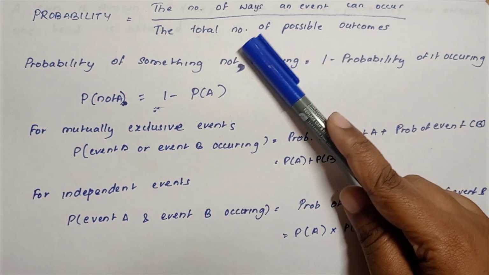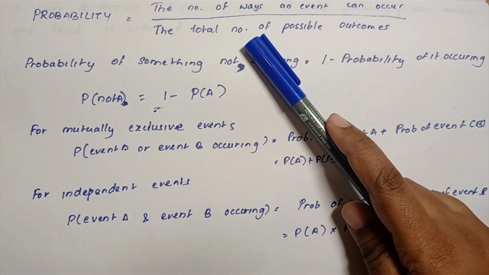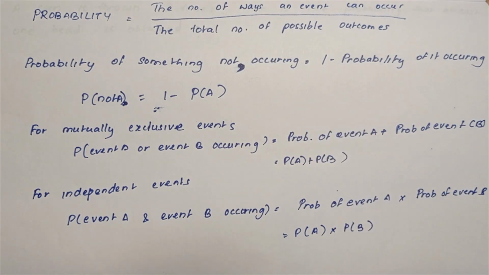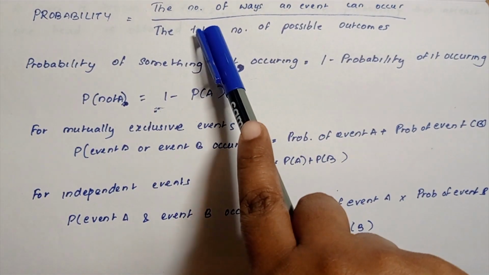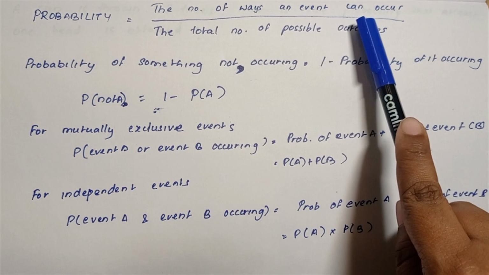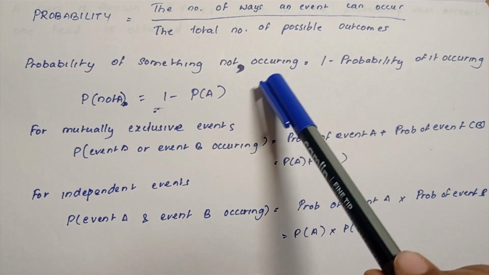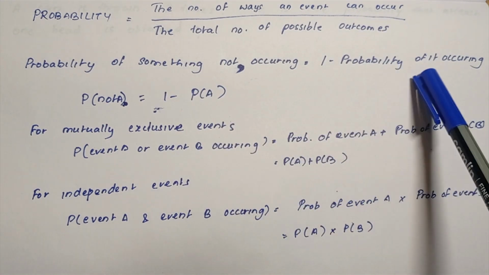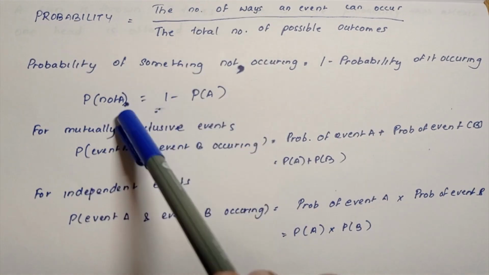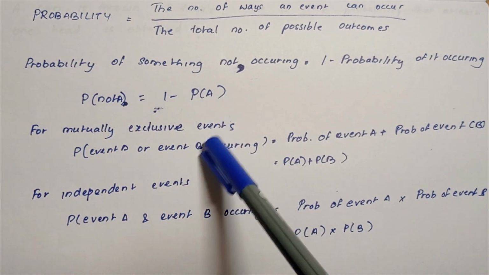So in today's video we'll be discussing the practical problems of probability. Here I have included some formulas. What is the basic formula of probability? The total number of ways an event can occur divided by total number of possible outcomes. Now the probability of something not occurring is equal to 1 minus the probability of it occurring. That is, probability of not A equals 1 minus probability of A.